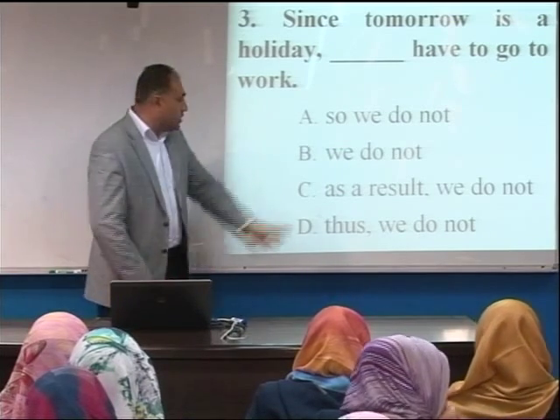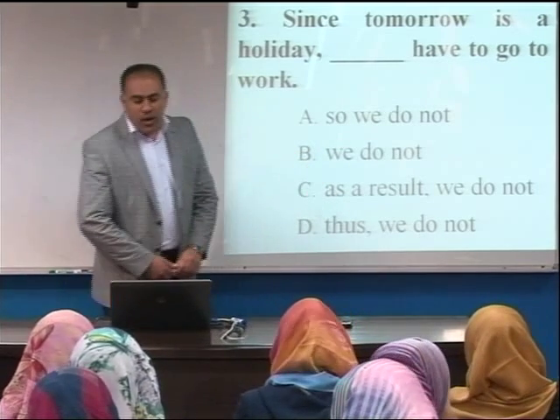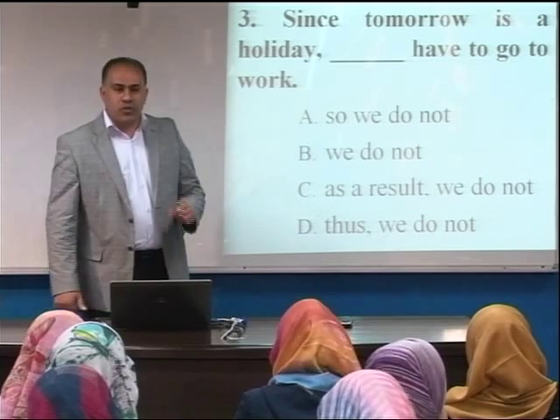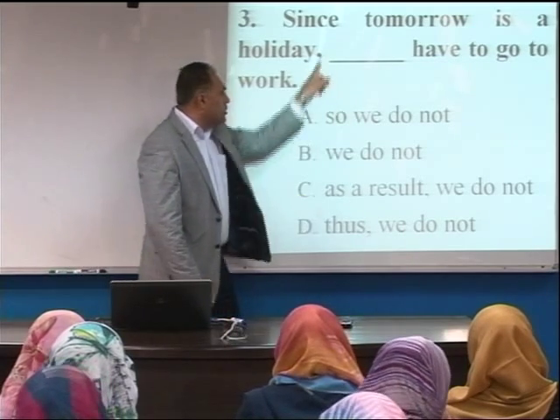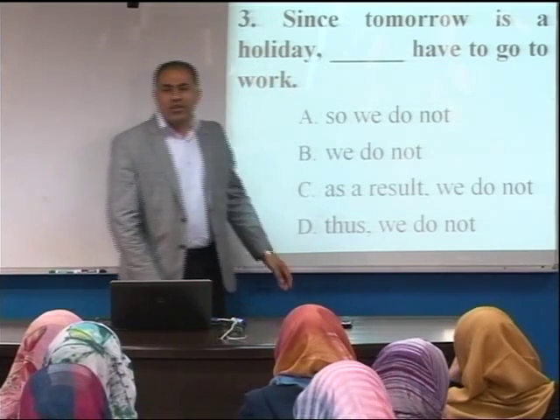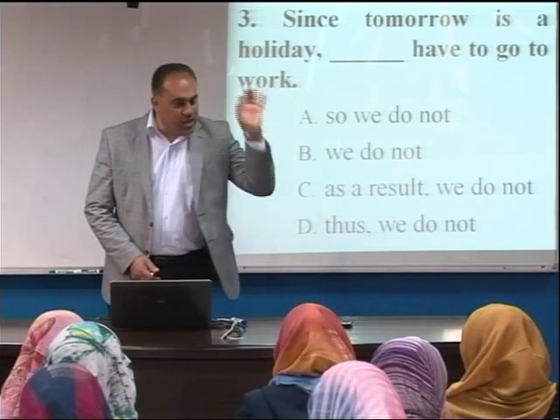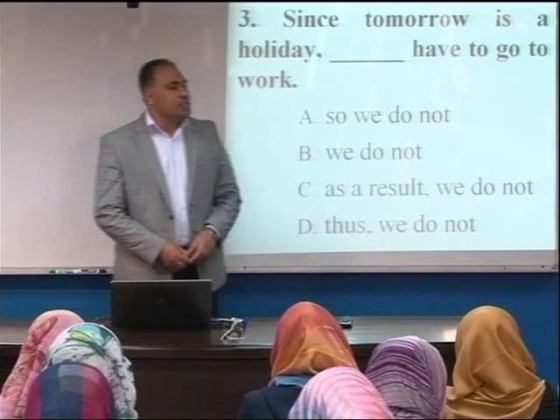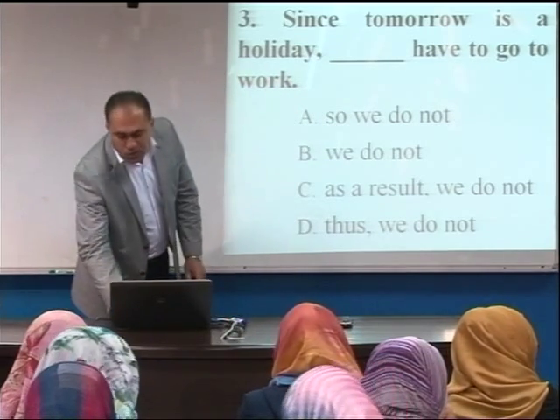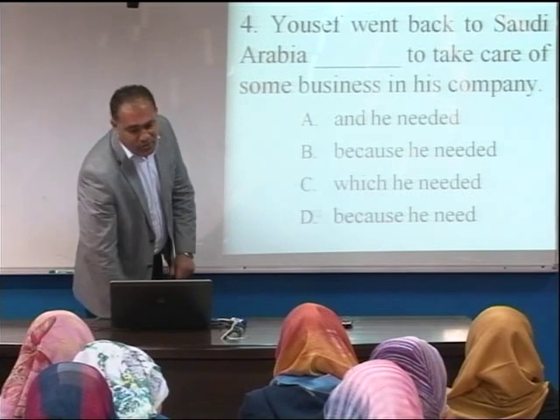Okay? Alright, so it has to be B. Why is C not correct? Because the punctuation is not correct. When we cannot use a comma, we have to use a semicolon: "as a result," not a comma "as a result,". Okay? So the second one is the correct one.